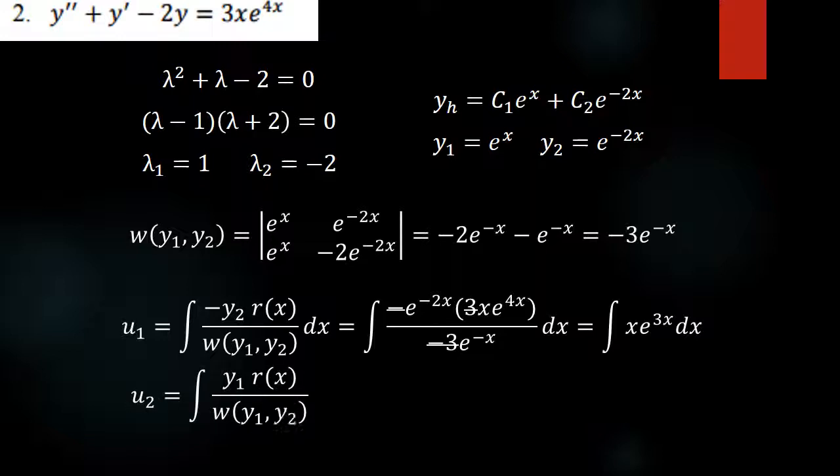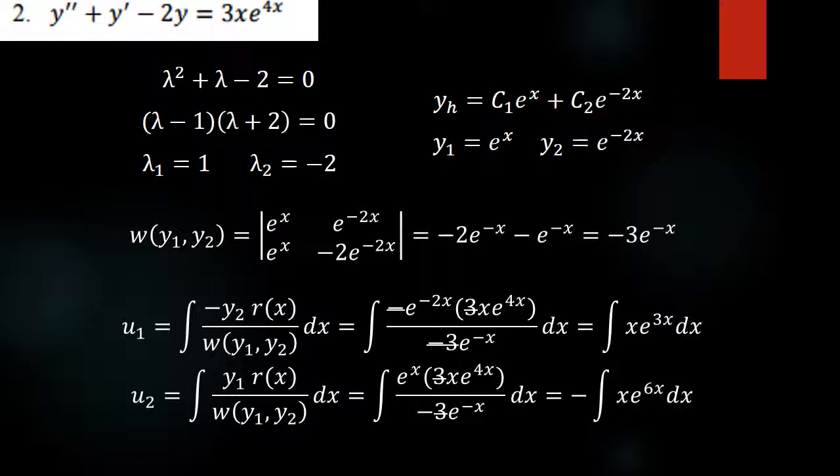We have a particular formula. We substitute the values of each variable. We reduce the integration, and we obtain minus the integral of x multiplied by e to the 6x, and we can see that this integration is by parts too.